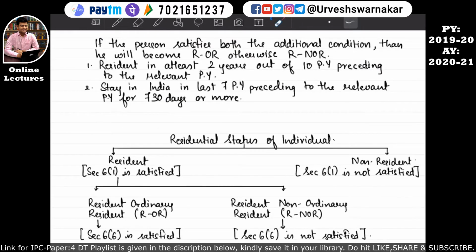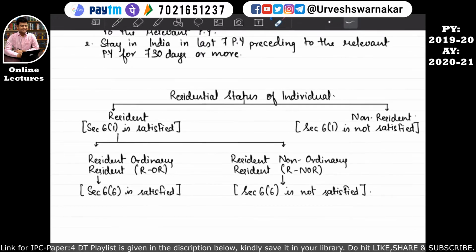So see, this is a chart. Okay, residential status of an individual. First we have to determine whether he is resident or non-resident. It will be determined as per section 6 subsection 1. If section 6 subsection 1 is satisfied, then he is resident. If it is not satisfied, he is non-resident. If section 6 subsection 1 is satisfied, then we'll move on to section 6 subsection 6 for the scope of total income. Okay, they will be resident, but there are two types: resident ordinary resident or resident non-ordinary resident.